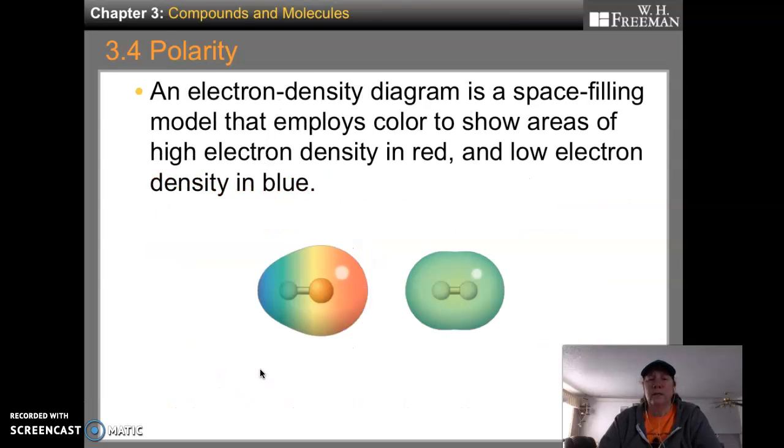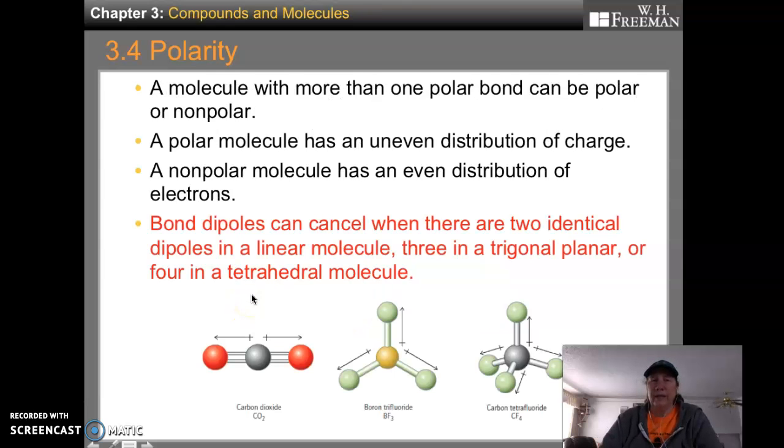Okay, here's an example. This one is sharing them equally, so this would be nonpolar. This one, they're closer to one end than they are the other. So this one would be the negative pole, and this one would be the positive pole. Okay, so when you're looking at polarity with more than one polar bond, they can be polar or nonpolar. In other words, you can have one polar bond and one nonpolar. Here's those arrows I was telling you about.